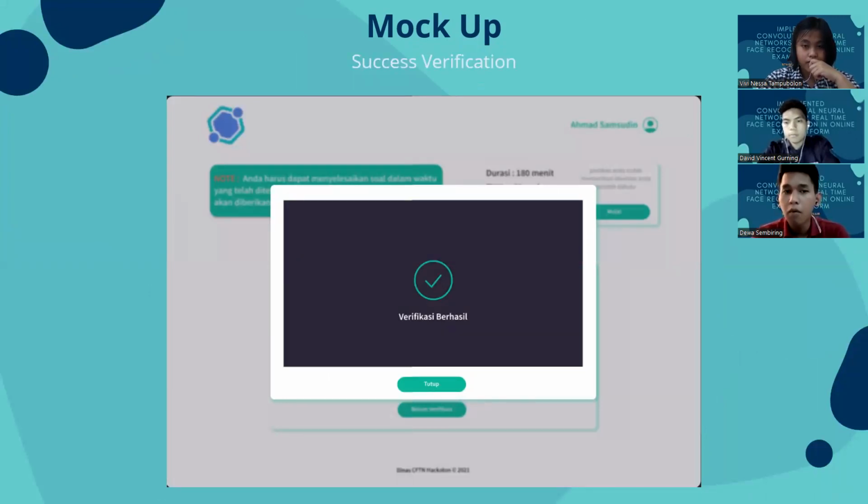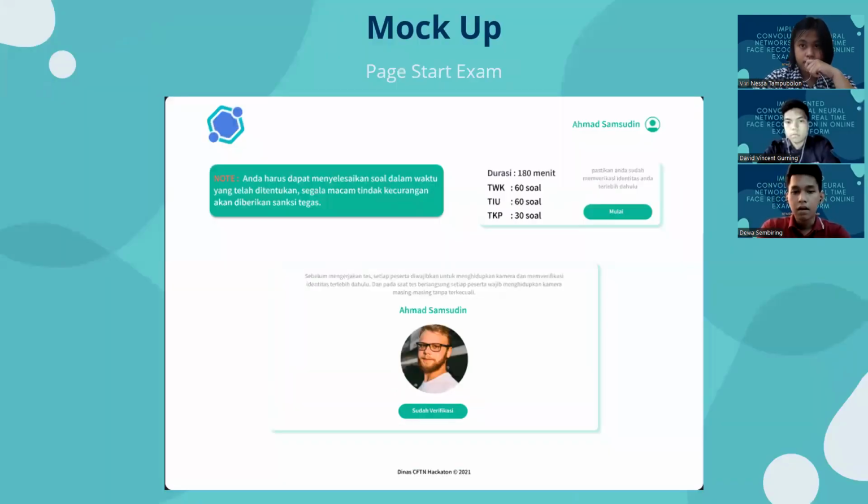a pop-up will automatically show on your screen, and it will automatically scan your face to see whether it matches the photo you uploaded before on the register page. If it matches, it will tell you that the verification is successful. But if it fails, it will tell you that the verification failed. And after your verification succeeds, the button that was red becomes green. It means that you have verified your identity, and then you can start your exam.